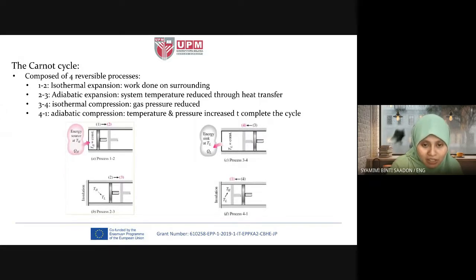Temperature and pressure increase and complete the cycle. So these 4 processes make up the Carnot cycle, the ideal heat engine: isothermal expansion, adiabatic expansion, isothermal compression, adiabatic compression. It's slightly different from the basic heat engine just now.